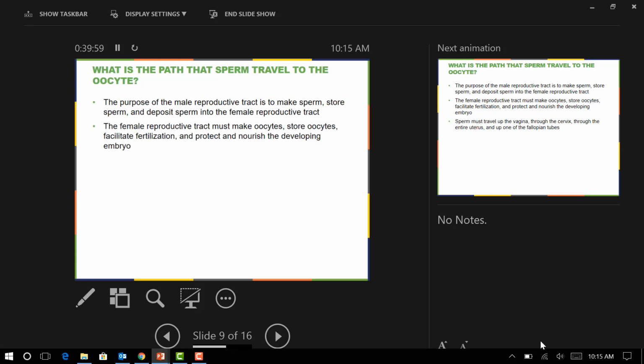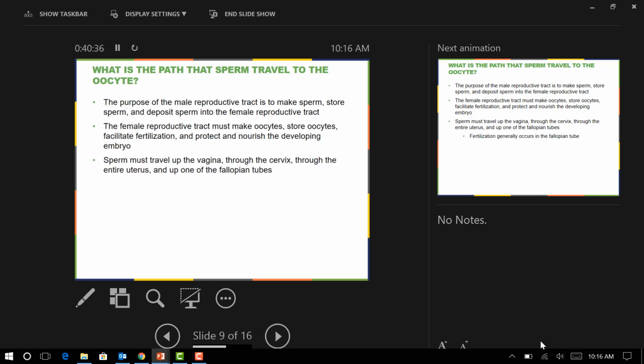The female reproductive tract has similar functions, making oocytes, storing oocytes, and releasing oocytes, but it also has to facilitate fertilization. Fertilization takes place internally in humans. In some animals it takes place externally, and so females don't have the same requirements with regard to their reproductive tracts. And it has to protect and nourish the developing embryo. That is a big task, and it requires several structures that you don't find in the male reproductive system.